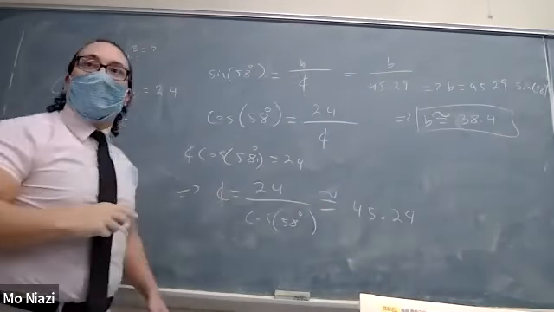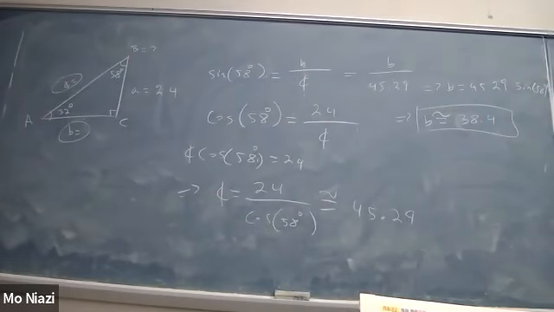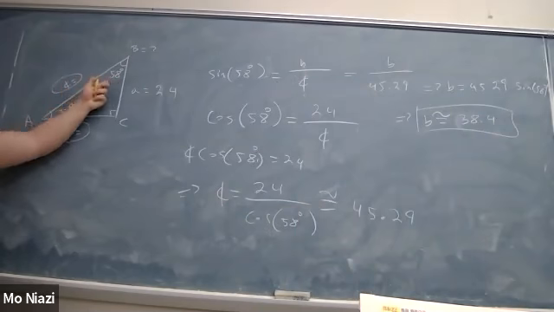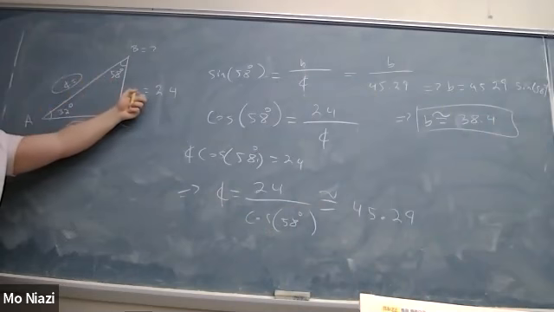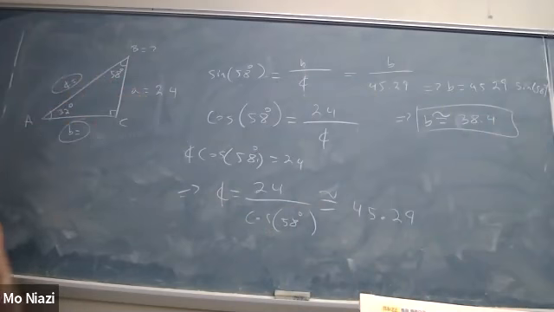Does that make sense? It doesn't matter which one you pick. You just have to use sine and cosine appropriately. If you pick this one, opposite has to be B. If you pick this one, opposite has to be A. Okay.